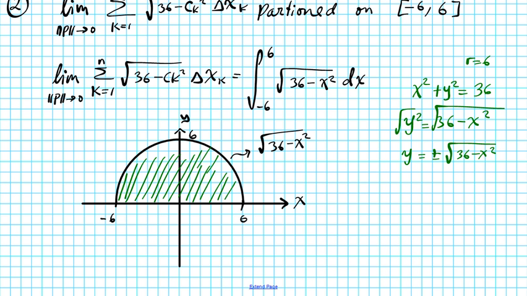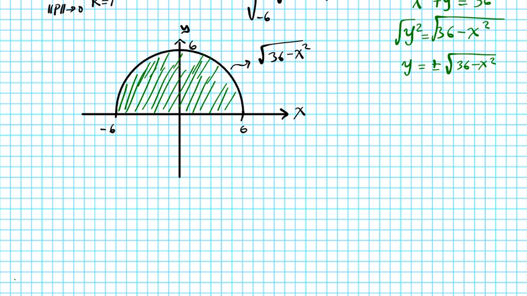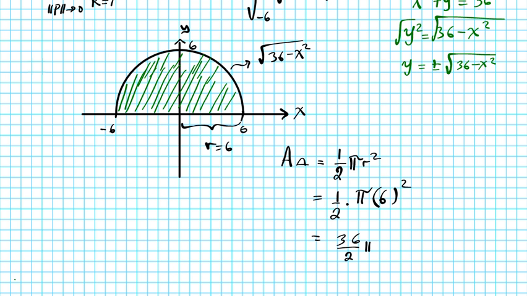Alright, now, so how do we compute this using geometry? Well, we know the form of the area of a circle. But in this case, we're dealing with half of a circle, right? So the area of a semicircle is equal to 1/2 of the area of a circle, which is pi r squared. In this case, we can clearly see that the radius r is 6. So we're going to plug this into the formula. 1/2 times pi times 6 squared. That's going to be 36 over 2 pi, and that is simply going to be 18 pi.